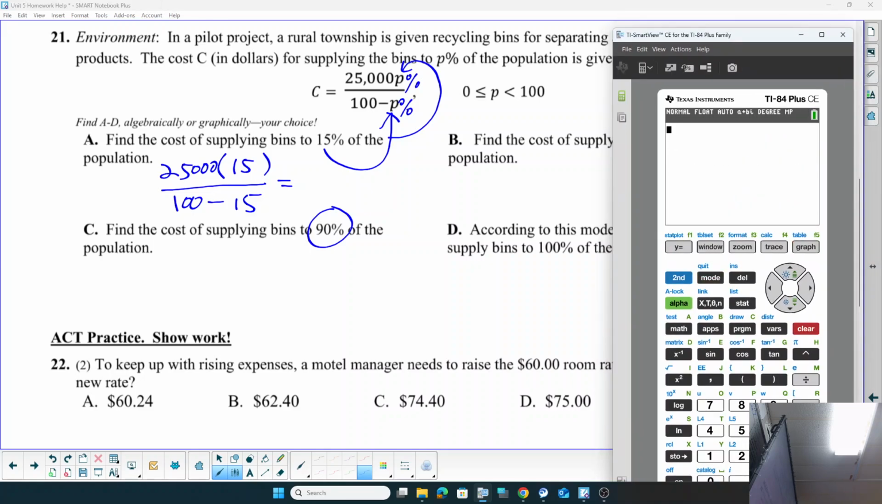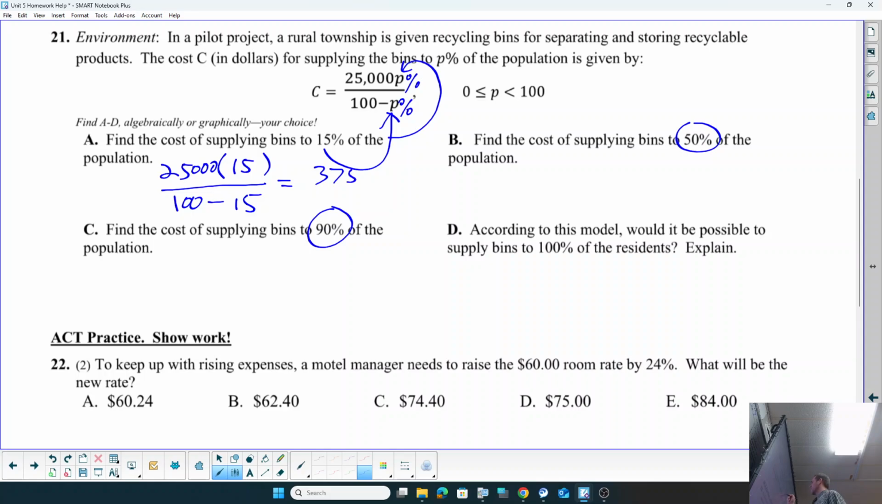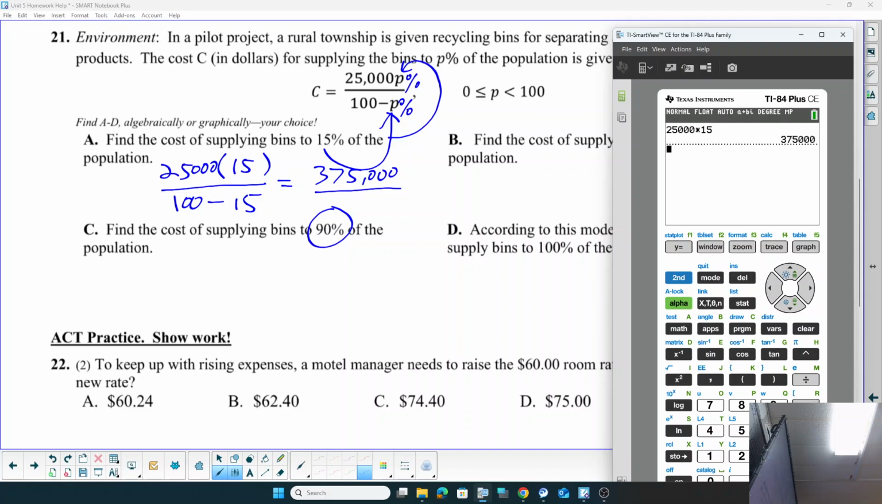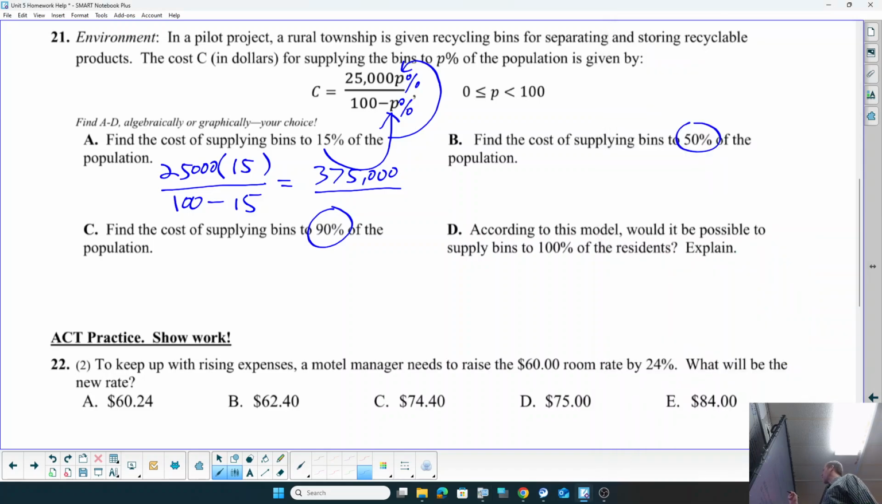Okay, so we go second quit. And we're going to do 25,000 times 15. That's a huge number. 375,000. Divided by what? Divided by 100 minus 15. So 100 minus 15 should be 85. Good. So 375,000 divided by 85 is 4411.76. Here we go.